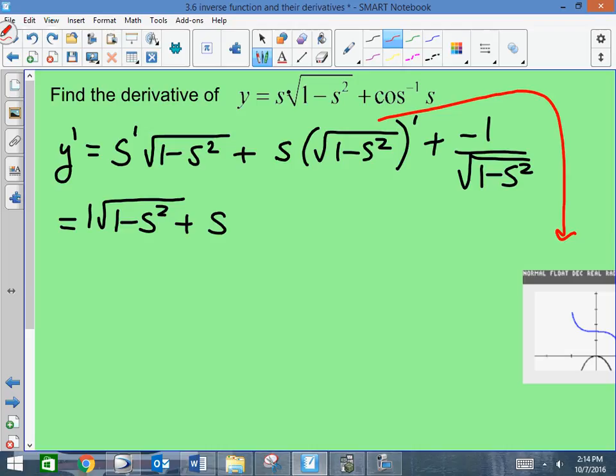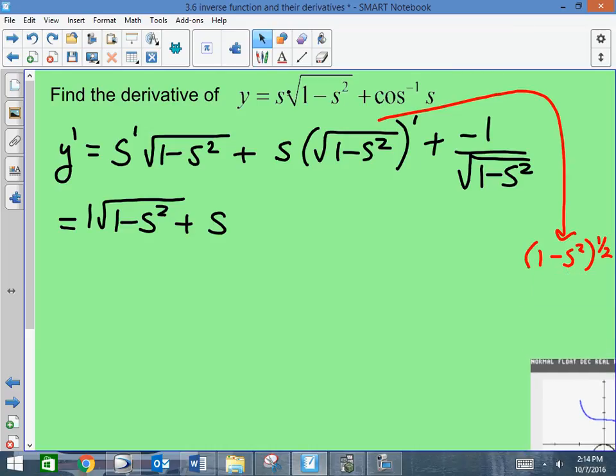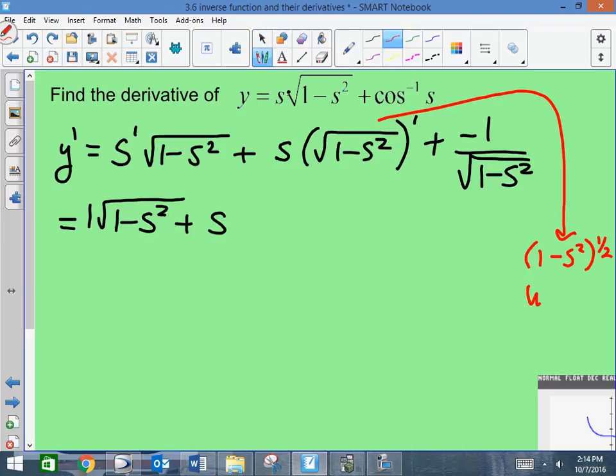How do you just know that? I don't understand how you do that. Because that is 1 minus x squared to the 1/2. What do you do with that? You can't square it out. Okay, so u to the 1/2, where u is 1 minus x squared.